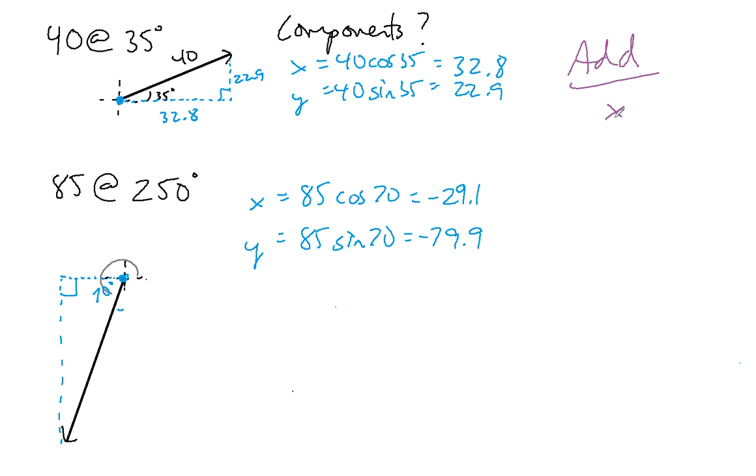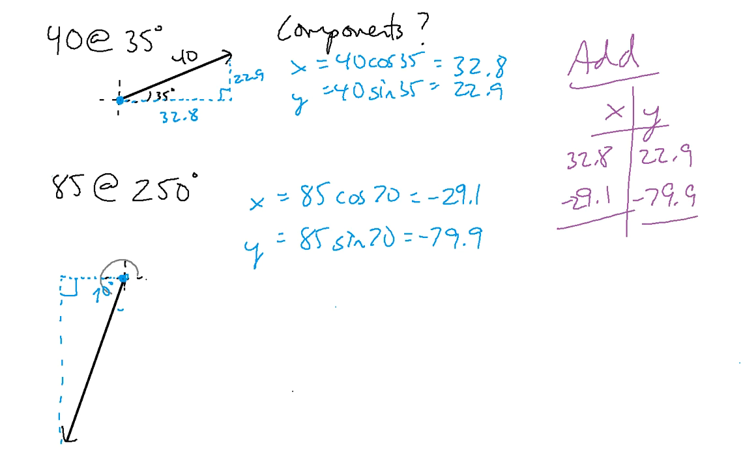It's really common to use a little XY chart to help organize. For the first one, my x component was 32.8 and my y component was 22.9. For the second one, the x component was negative 29.1 and the y component was negative 79.9. Then I am going to total those together.